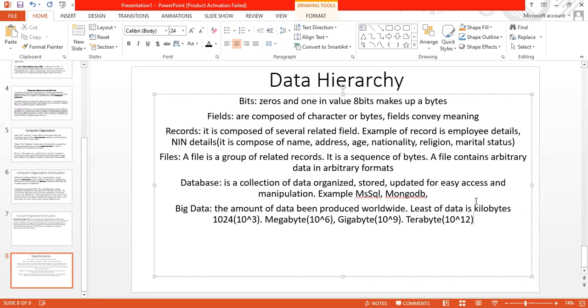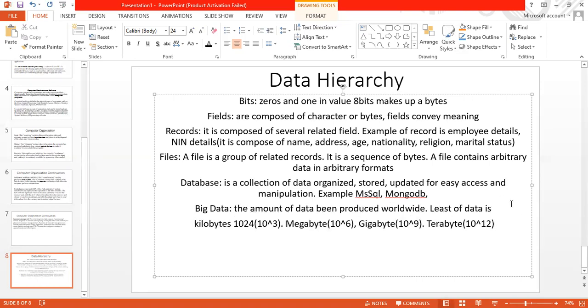So from kilobytes to megabytes, from megabytes to terabytes. So from terabyte, we have what is called petabyte. Yeah, that's the petabytes.